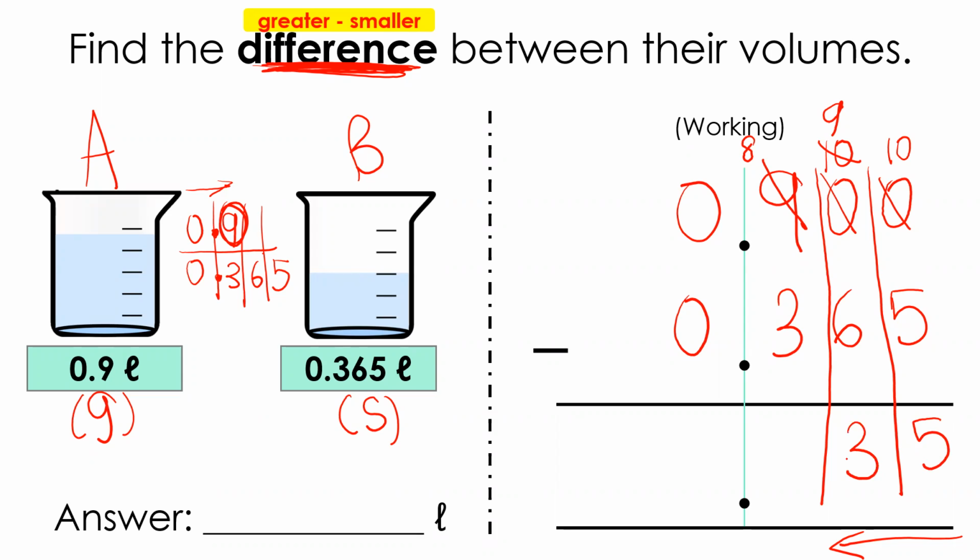8/10 minus 3/10 will give me 5/10. Then 0 ones minus 0 ones, that will be a 0. So I will get 0.535 liters, or I can call it 535 thousandths liters. Okay. Now let's move on to the next question.